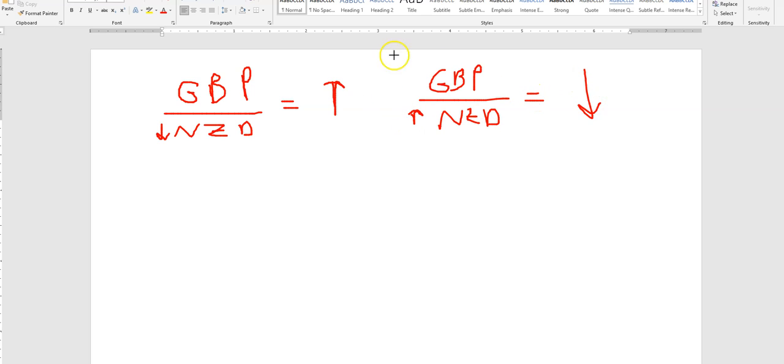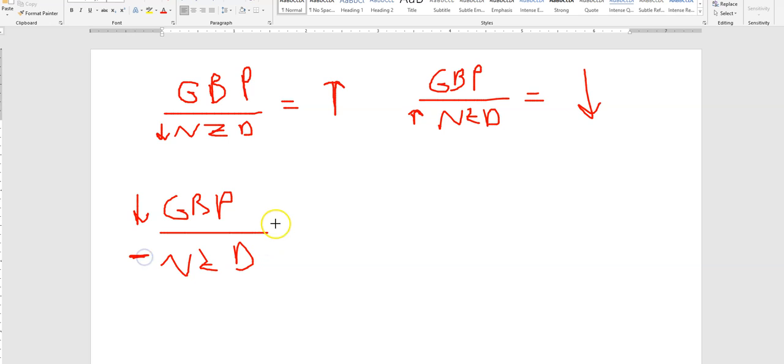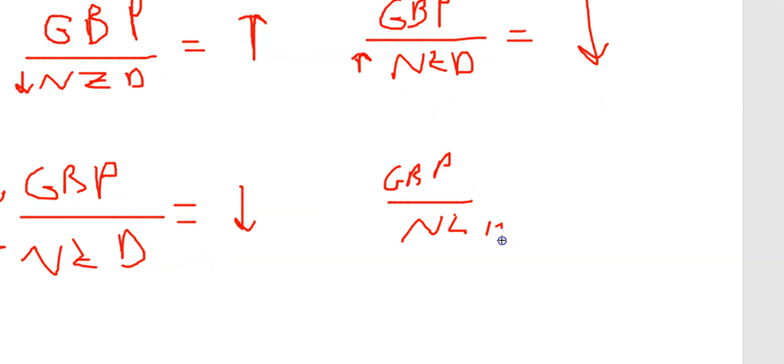It's just a ratio. You got to think about the numbers. If the number on the bottom goes higher, the overall fraction is going to go lower. If the number on the bottom goes lower, the overall fraction goes higher. And then you got the same thing for the top. You got GBP over NZD, right? If this goes down and this stays constant, the overall ratio goes down. If this goes up and this goes down, this stays constant.